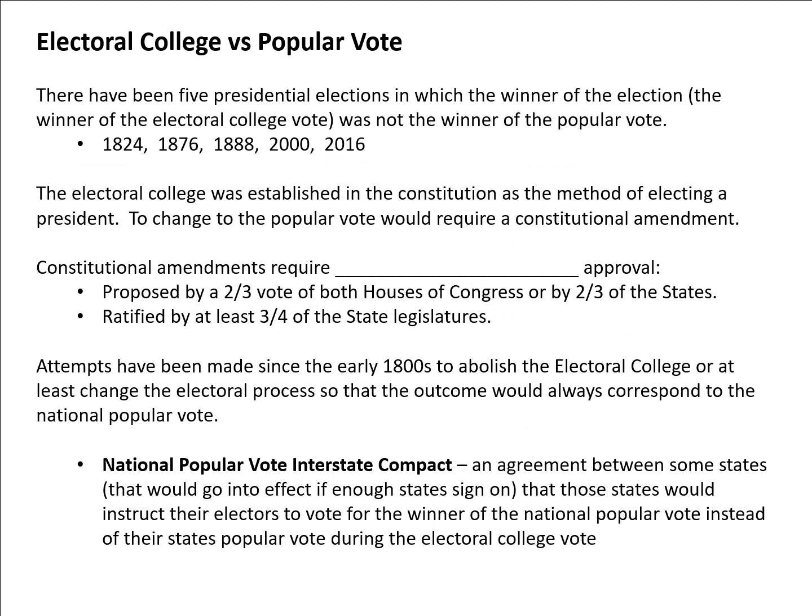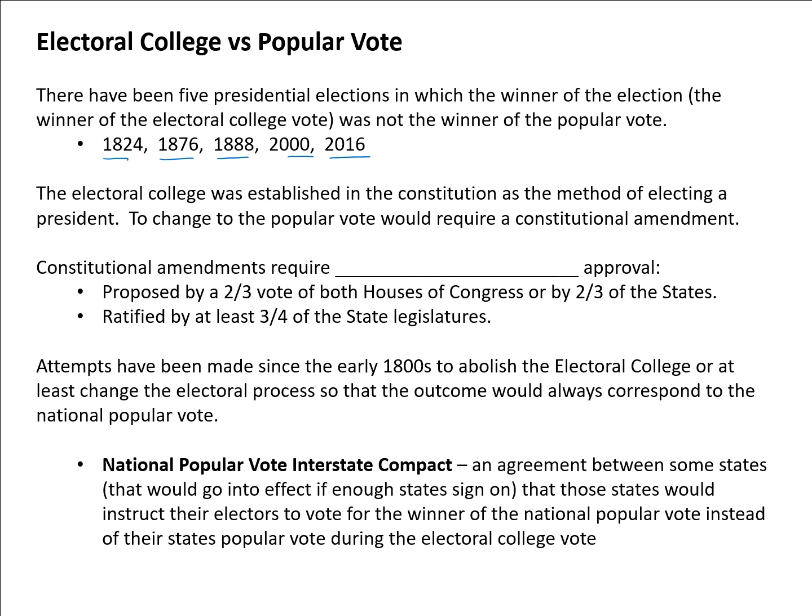In the history of our country, there have been 5 presidential elections in which the winner of the election was not the winner of the popular vote. It's happened 3 times in the 1800s, and it's happened twice in the 2000s. And therefore, there has been a lot of discussion and attempts to actually get rid of the Electoral College, or at least change it so the popular vote is used more, because of this discrepancy between the popular vote and the Electoral College.